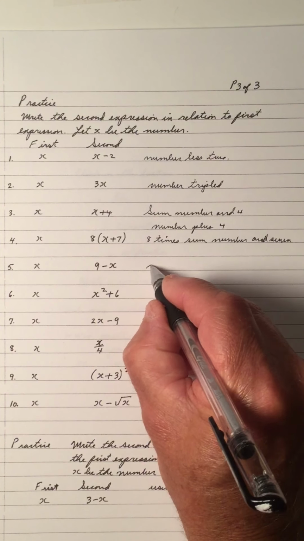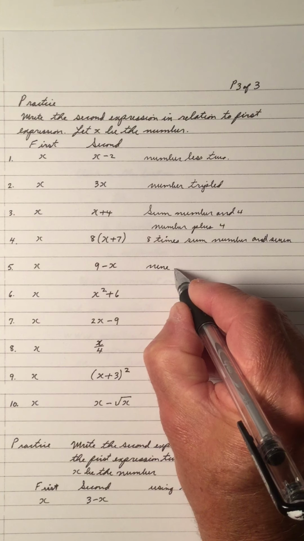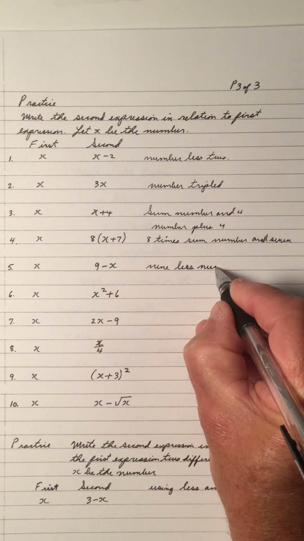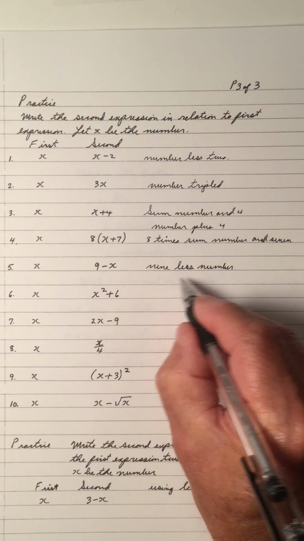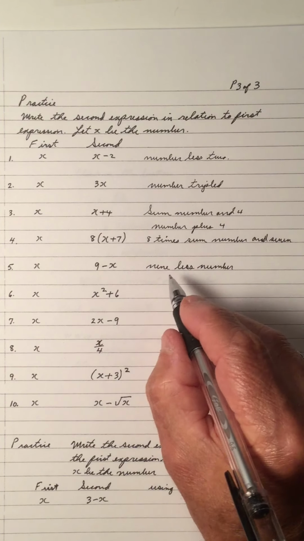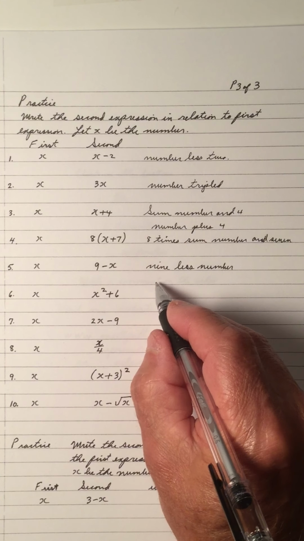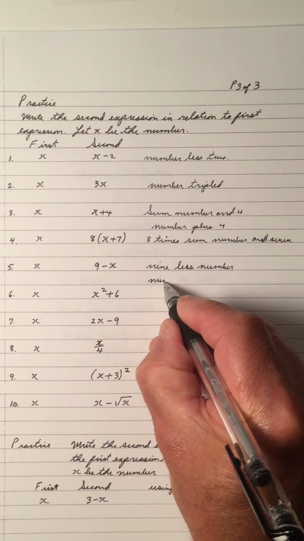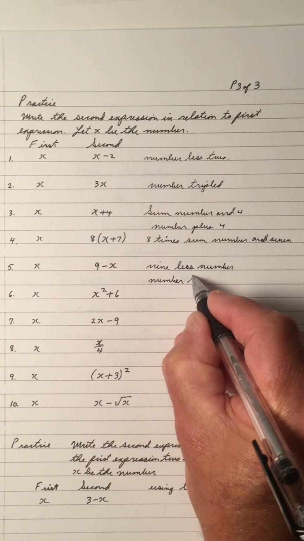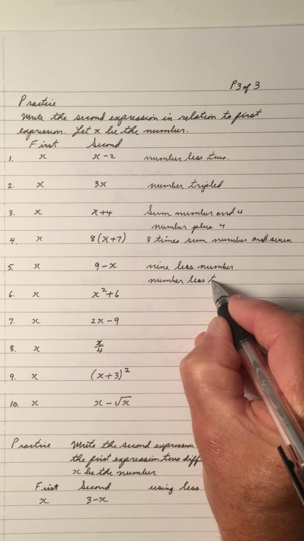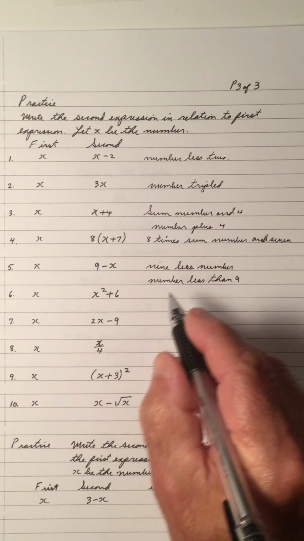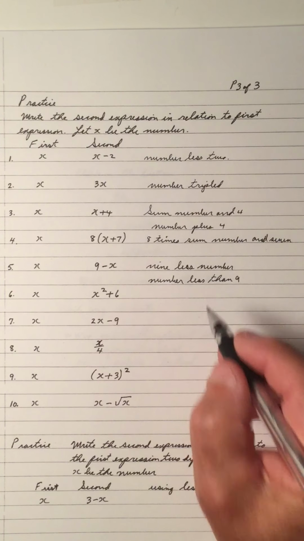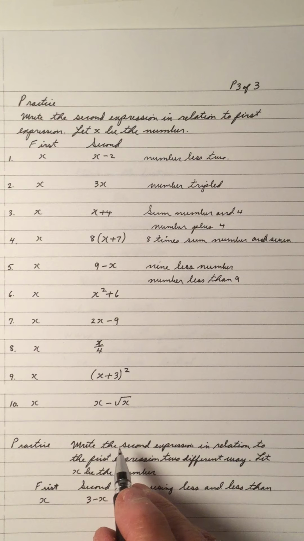And this one is 9 less, you could use less, 9 less the number. You could say 9 subtract the number. You could say the number less than, but this is easier. You could say the number less than 9, because that reverses it. So 9 less the number, or the number less than 9. You could subtract here, subtract from, either or, your choice.